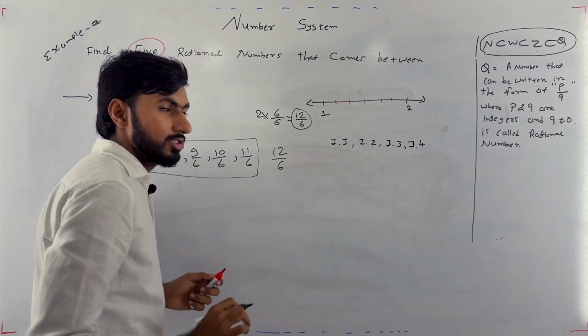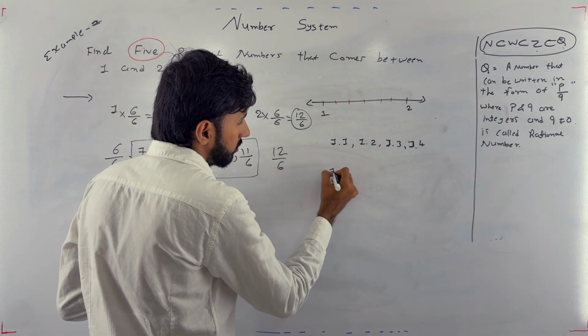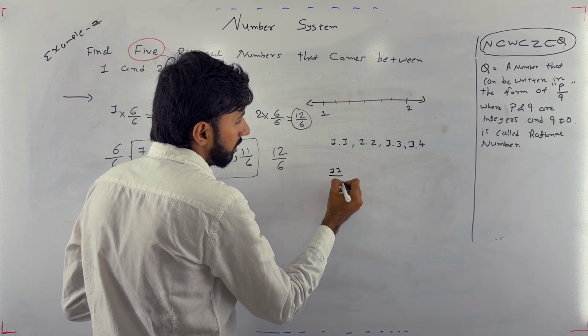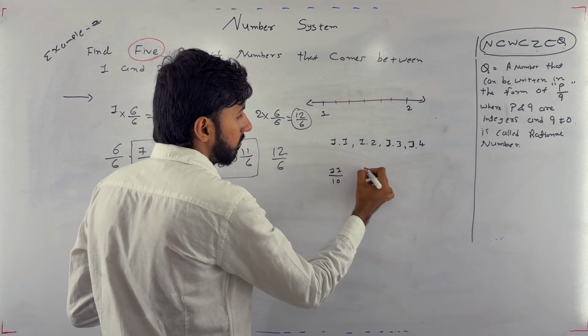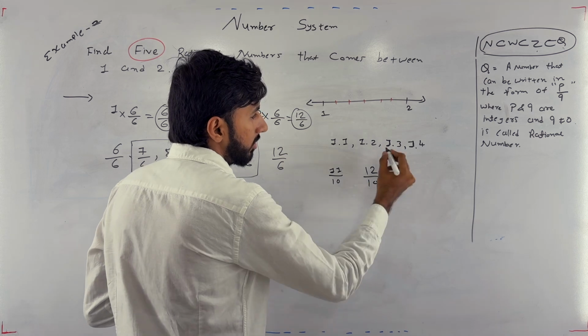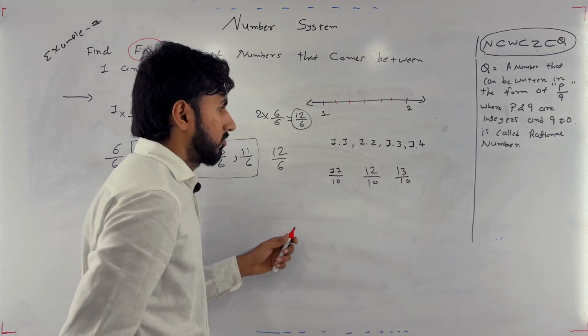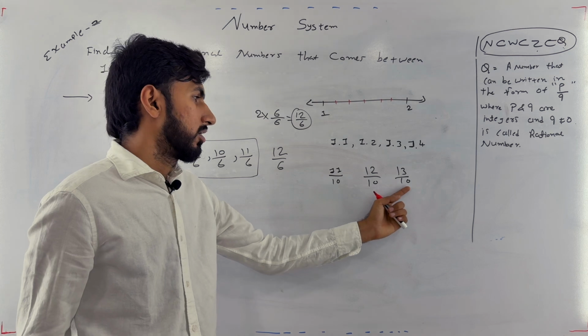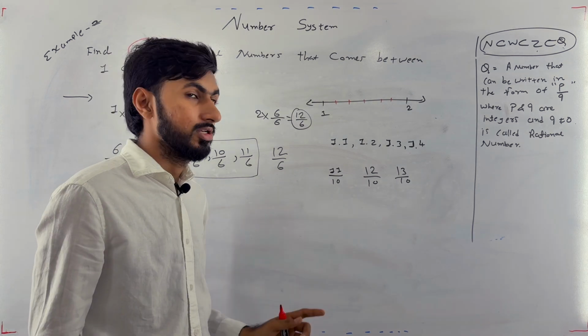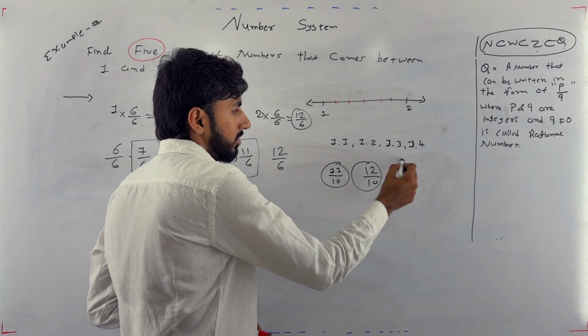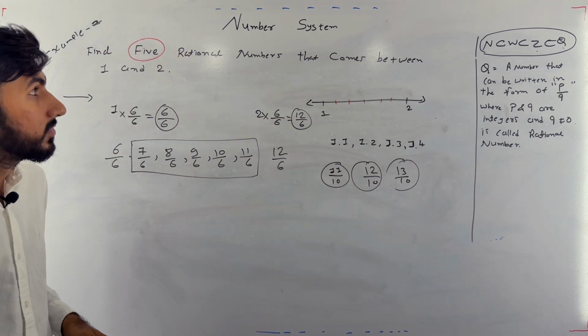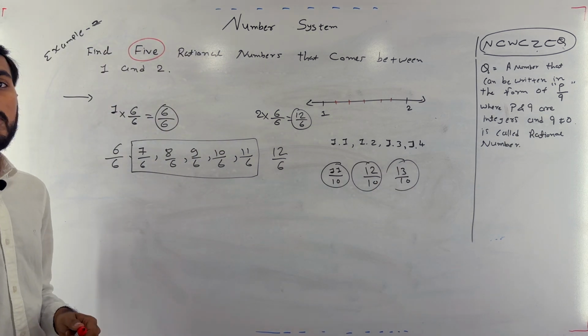These also are rational numbers. Why? Because 1.1 we can write as 11 by 10. 1.2 we can write as 12 by 10. 1.3 as 13 by 10. So this is also one method to find the rational numbers between these. You have to give the answer in this form, right? Now we will do exercise 1.1.